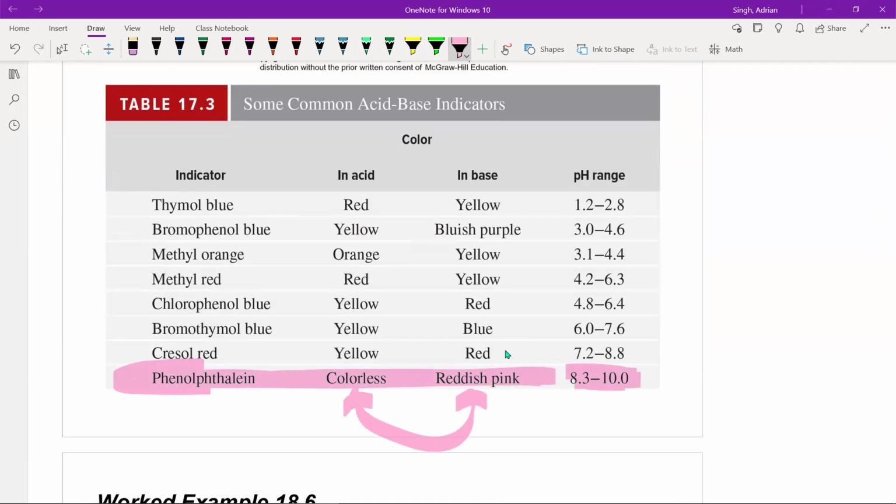If you have a solution where the equivalence point is going to be, let's say, really acidic, around 4, then something like bromophenol blue would be a little bit more appropriate, where it changes from a yellow to a bluish purple color, right? And that's a very drastic color change that can be noticed. And ideally, you want to select an indicator that has a very distinctive change in color across that equivalence point.